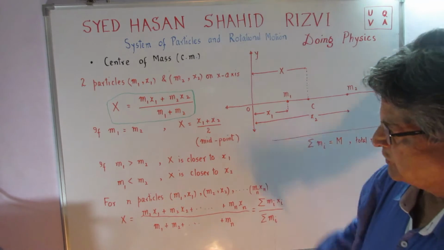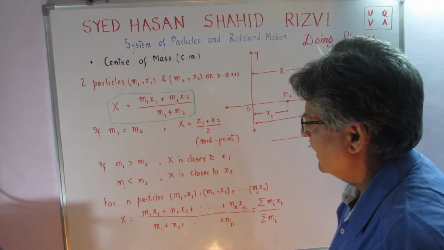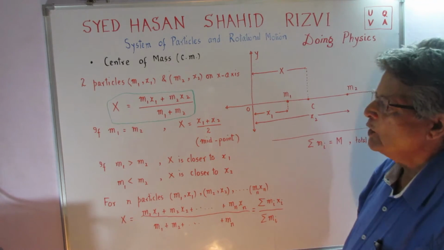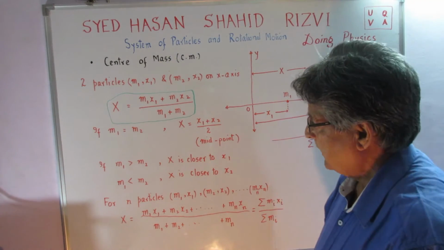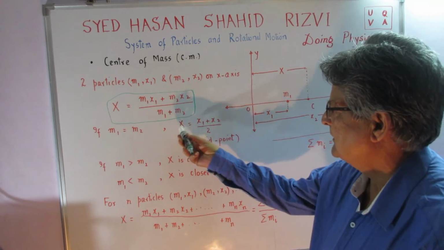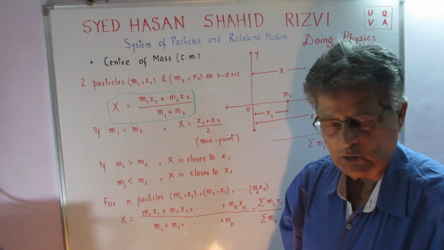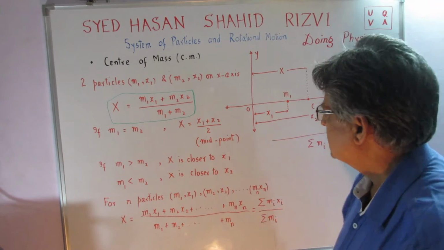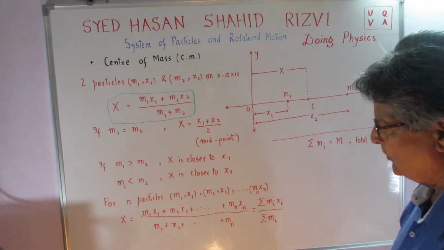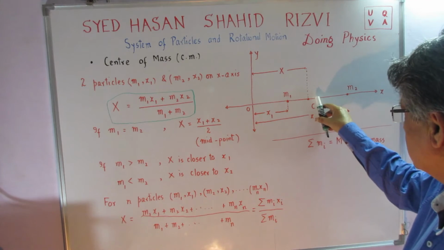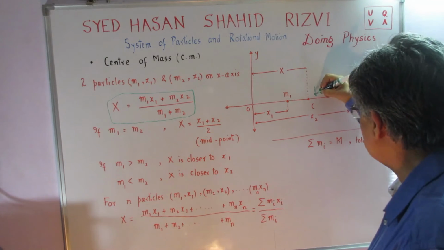Now let us analyze this, because formulae are there, we must do physics after the formulae are there. Look here. If m1 is equal to m2, then the result will be that x will be equal to x1 plus x2 divided by 2, which is nothing but the midpoint on the line joining the two particles m1 and m2. The midpoint will be somewhere located over here.